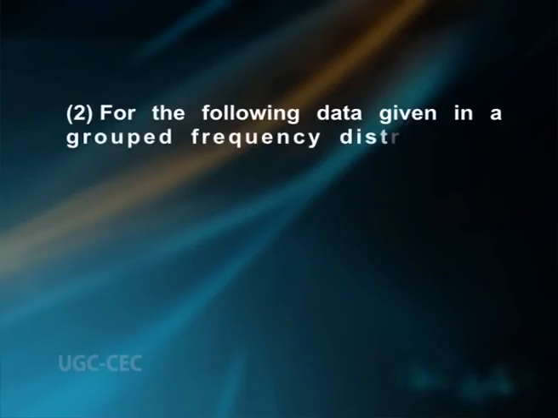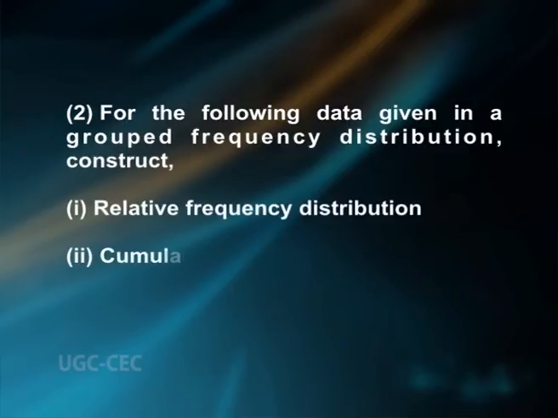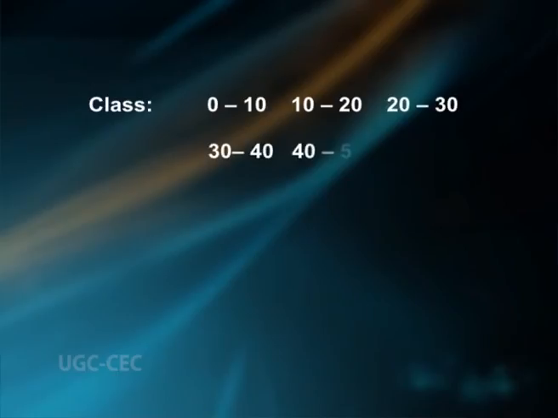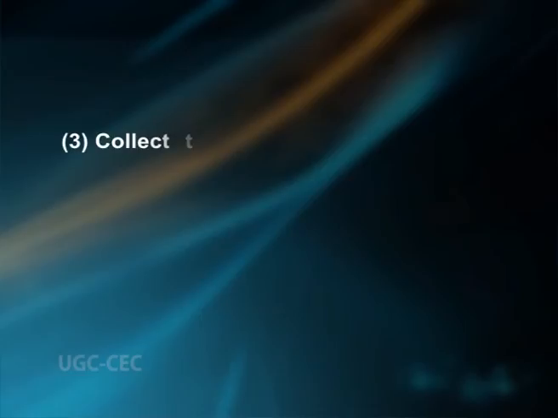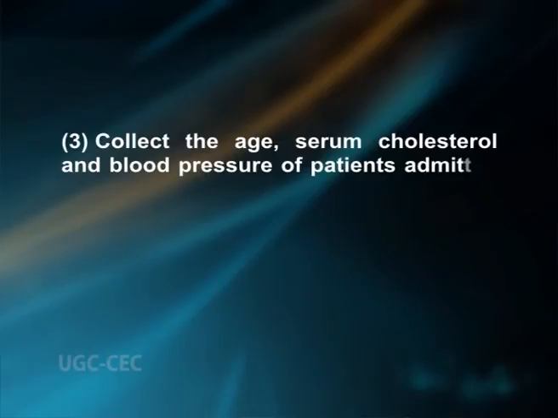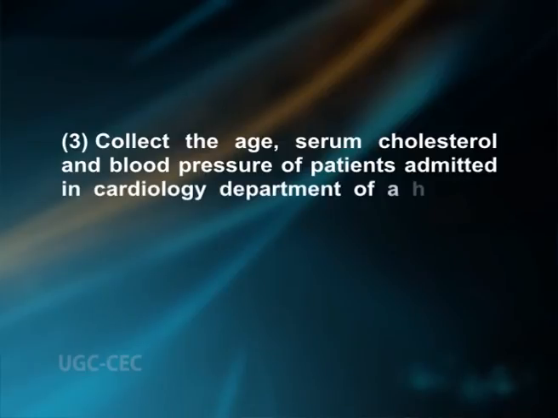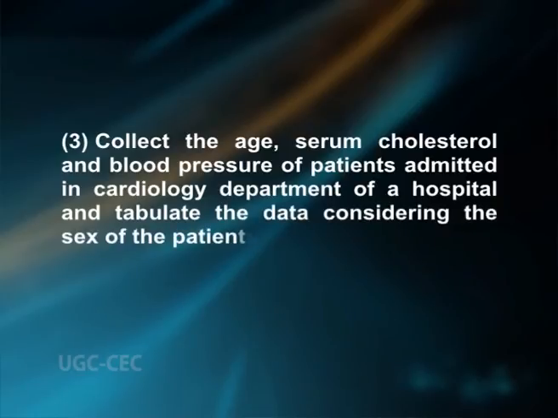Question 2. For the following data given in a grouped frequency distribution, construct 1. Relative frequency distribution, 2. Cumulative frequency distribution. Classes 0 to 10, 10 to 20, 20 to 30, 30 to 40, 40 to 50 and 50 to 60. Corresponding frequencies 5, 8, 13, 24, 12 and 8. Question 3. Collect the age, serum cholesterol and blood pressure of patients admitted in cardiology department of a hospital and tabulate the data considering the sex of the patients also.